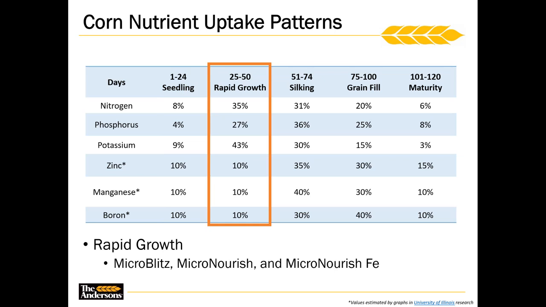And remember also during this growth stage, we are determining our yield, which is the number of kernels around the ear, determined by that V5 growth stage. And we want the crop to focus on that, which is its sole purpose, which is going to be establishing its yield potential. By doing that, we would recommend applying products like MicroBlitz, MicroNourish, or MicroNourish FE.